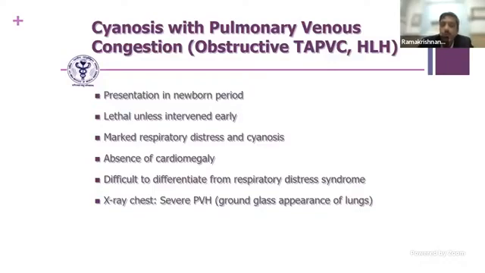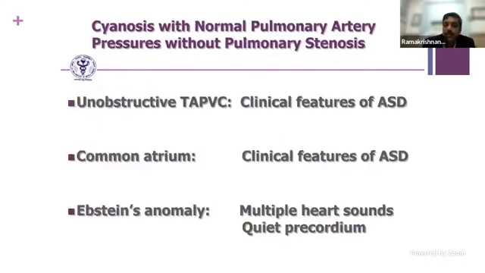Why is there no cardiomegaly? Because they are obstructed, and a large pulmonary arterial hypertension develops early, and most of them have an ASD which is shunting right to left, and there is no cardiomegaly. Generally they are neonatal emergencies, and they are difficult to differentiate from respiratory distress syndrome. They produce something like a ground glass appearance.